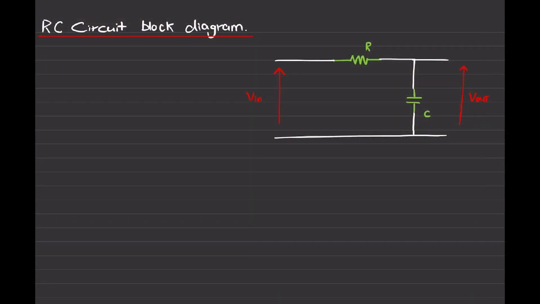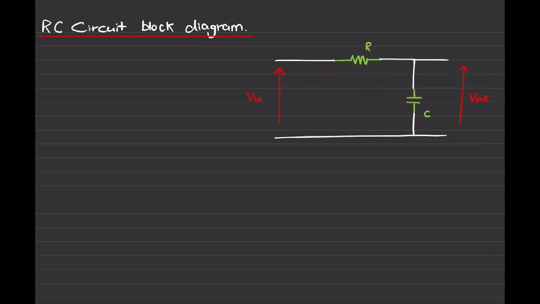In this video we are going to learn how to draw a block diagram for this kind of very simple RC circuit. As we know, an RC circuit means a circuit that consists of a resistor and a capacitor, which we can see: that's the resistor and that is our capacitor.